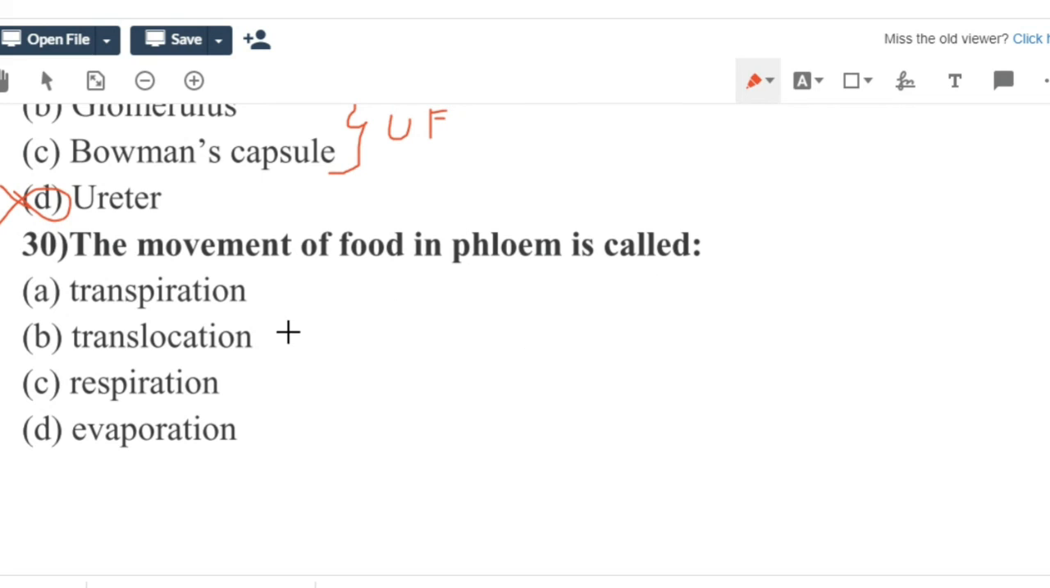The movement of food in phloem is called transpiration, translocation, respiration, evaporation. We all know that respiration and evaporation are not options. Between transpiration and translocation, we know transpiration is the loss of water in the form of vapor. So this is also not an option. So the movement of food in phloem is called translocation.